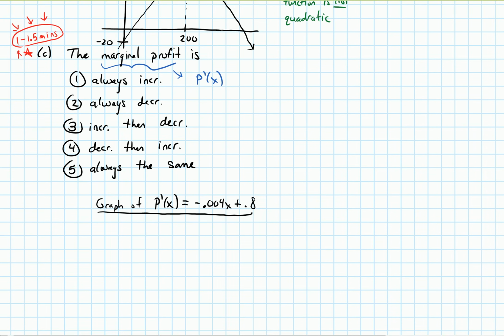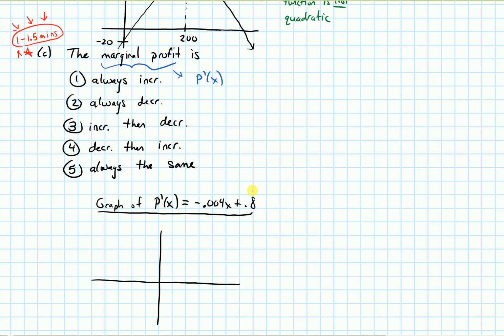Okay, but the graph of a line is easy enough to draw. If I draw some axes here, I can see the y-intercept of this line is 0.8, and it has a negative slope, but the slope is really close to 0, so it's going to be a pretty flat line, maybe something like this. And this point right here, where the derivative equals 0, is 200. We found that already. P prime of 200 equals 0.